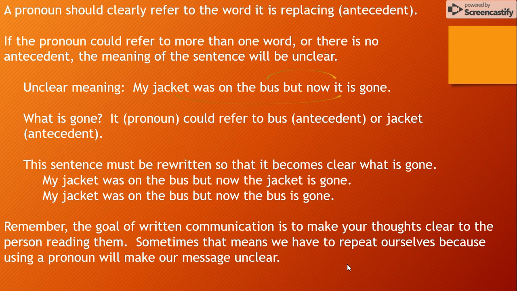The problem with pronouns is sometimes we lose clarity. Pronouns are always preceded by an antecedent, and the pronoun should always refer to that antecedent. I know it might be a little bit hard to see on your screen here, but if you look at the sentence, it says unclear meaning. You can see that the word it refers to the bus. It also refers to the word jacket. And so it's not really clear what I'm talking about here.